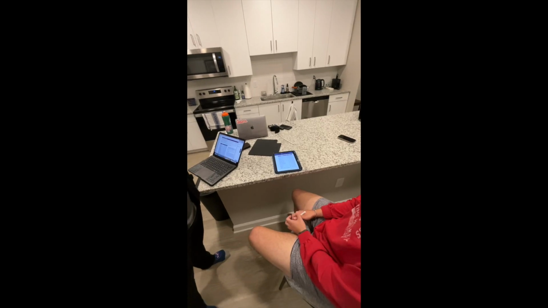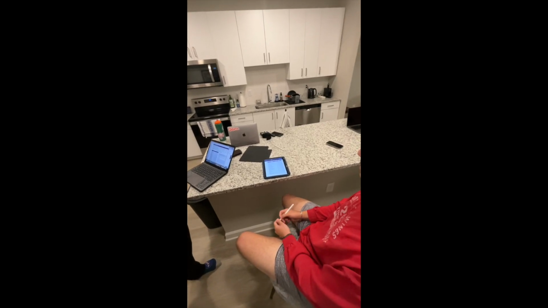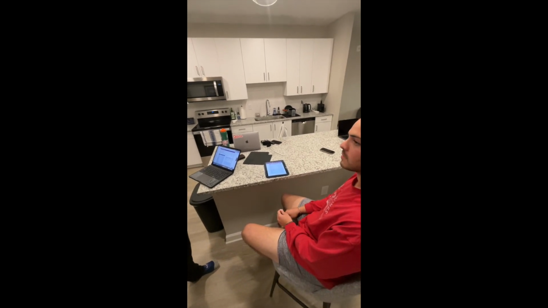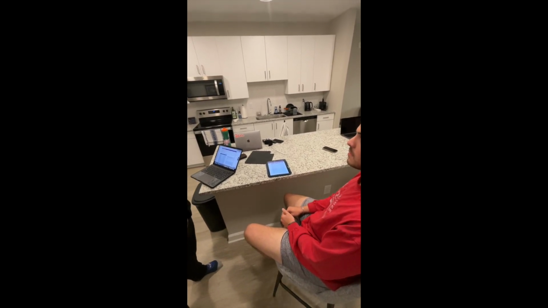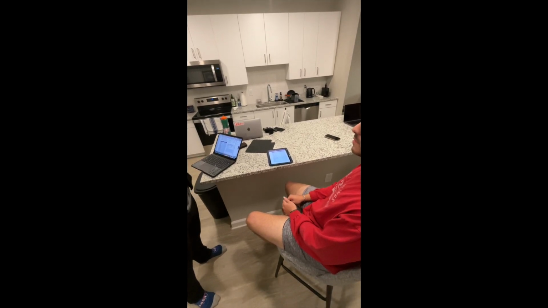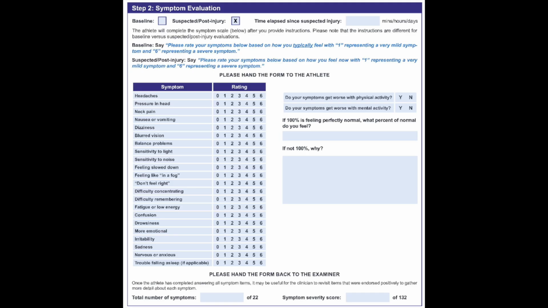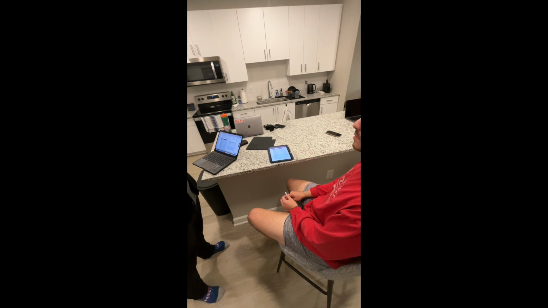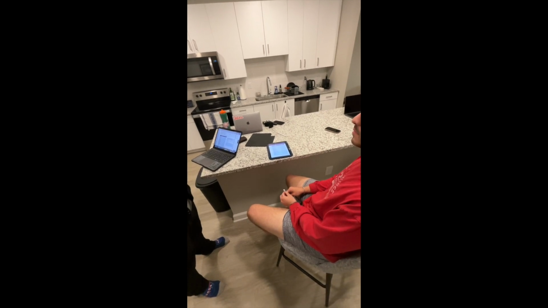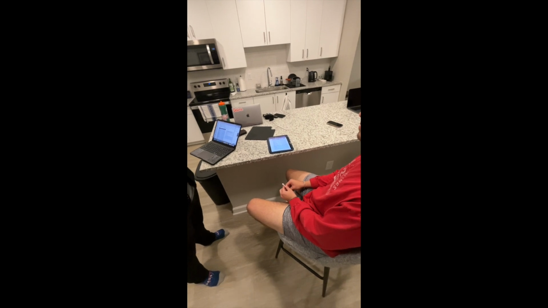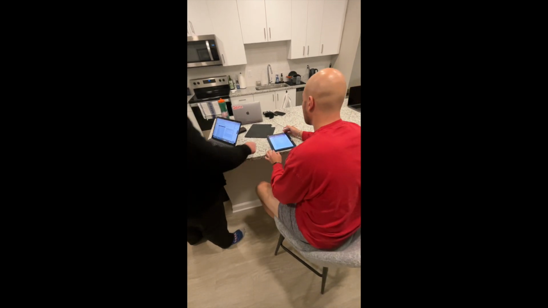Now we're going to do step 2 of the off-field assessment. This would be symptom evaluations. You need to check mark whether it's baseline, suspected injury, or post-injury, okay? So we're going to do suspected injury for this one. Please rate your symptoms below based on how you feel now, with 1 representing a very mild symptom and 6 representing a very severe symptom, okay? So go ahead and fill those out for me.